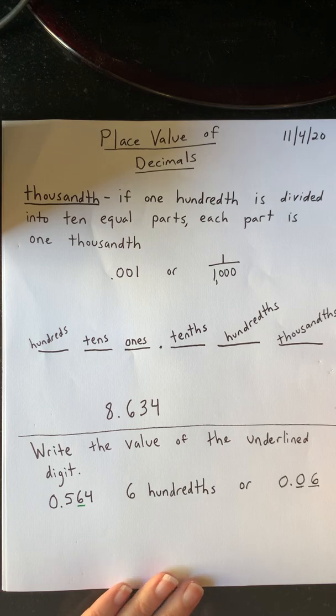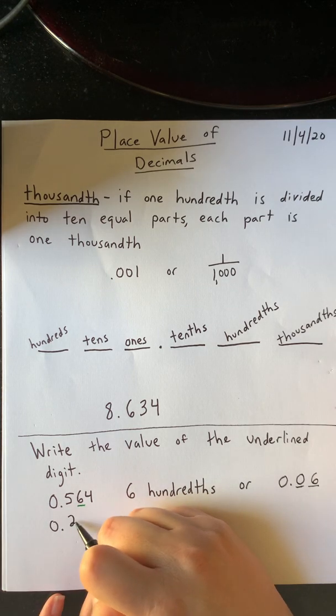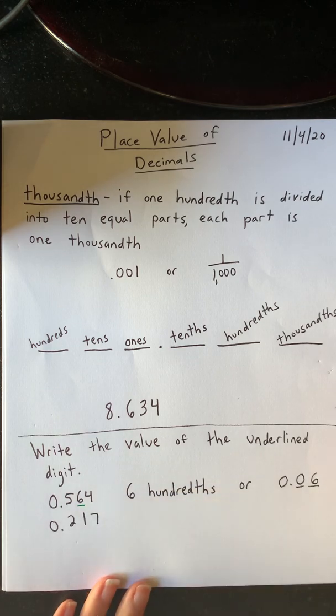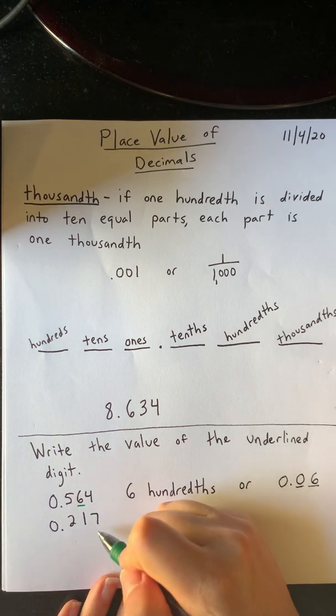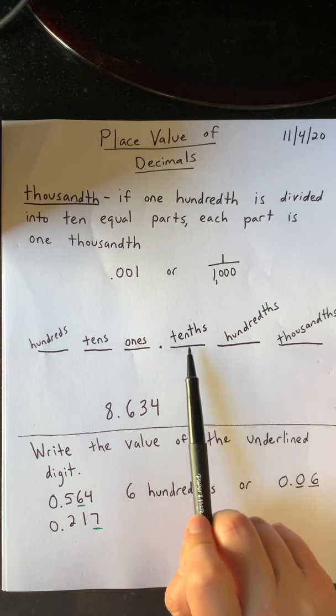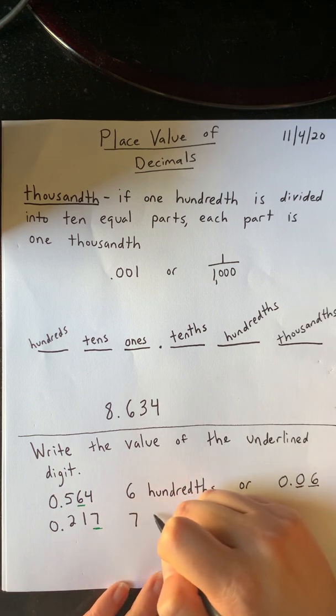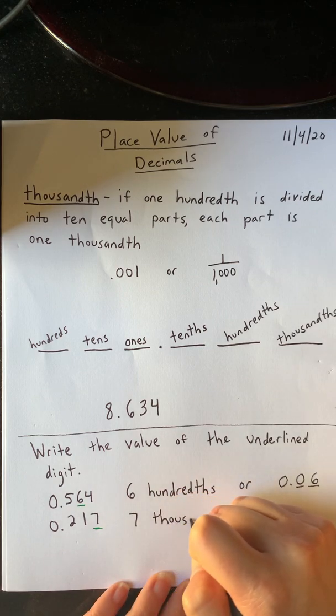All right, let's look at another one. 0 decimal 217. And this time around, I'm going to underline the 7. So now if I want to know the value, well, I have to figure out the place first. I go to the decimal and it's 1, 2, 3. So go to my decimal, 1, 2, 3. It's in the thousands. So a 7 in the thousands, the value is 7 thousandths.